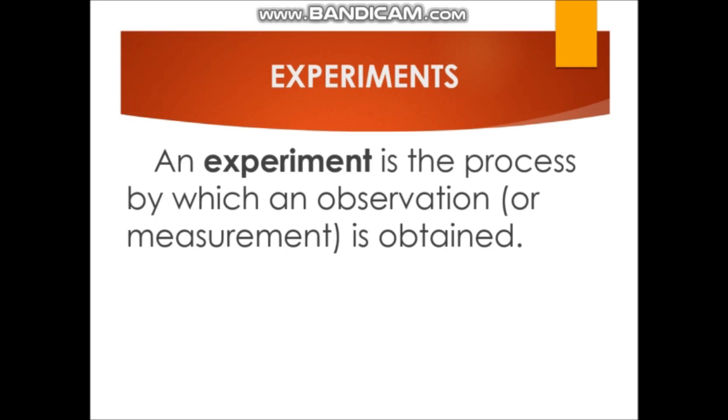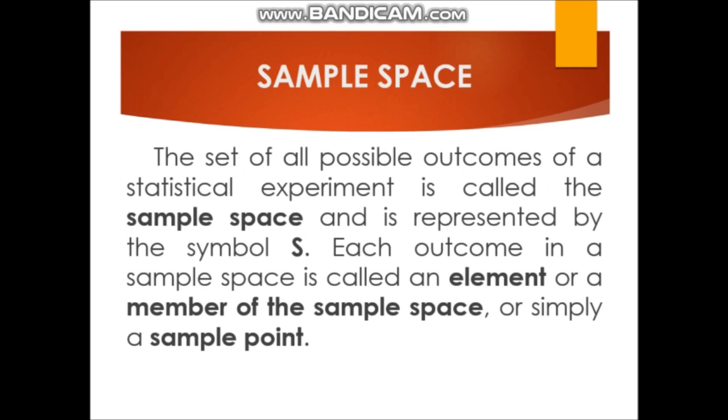Now we have here the sample space. The sample space is the set of possible outcomes of a statistical experiment, represented by the symbol S. Each outcome in a sample space is called an element or a member of the sample space, or simply a sample point. This sample space is the result of conducting an experiment.